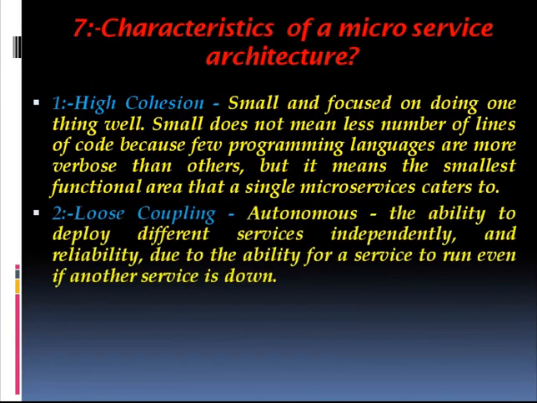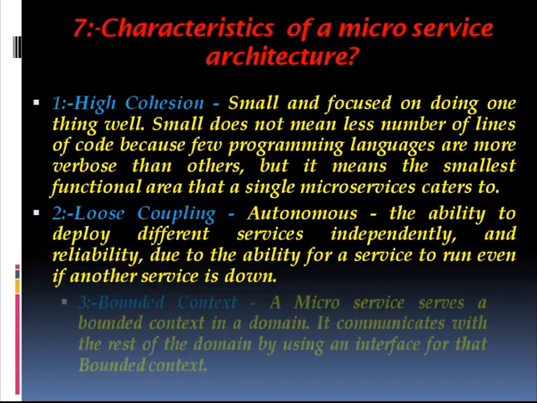Loose coupling means autonomy, the ability to deploy different services independently. That means one service does not depend upon another service. And reliability, due to the ability of a service to run even if another service is down. So one service will keep running if another service is down.